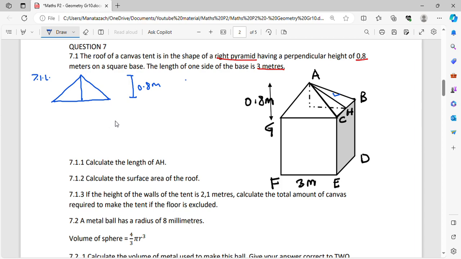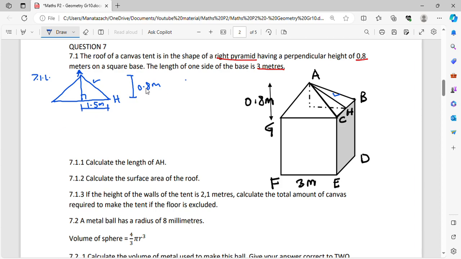And then this length here is half of 3, since the entire length of the roof is 3 meters. So this one is 1.5. So this is H, this is H here, and this is A there on top. Let's calculate this length. The theorem of Pythagoras should spring to mind.